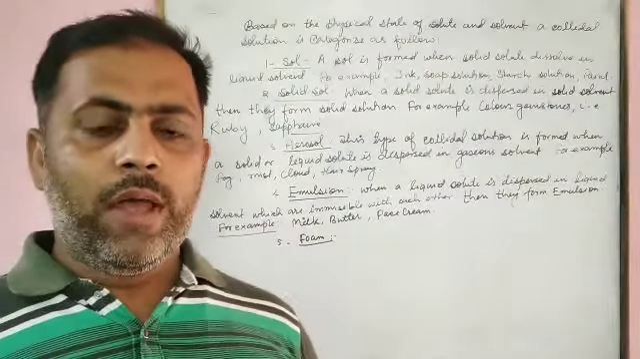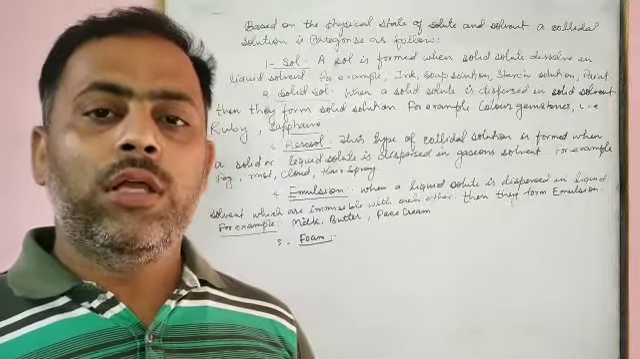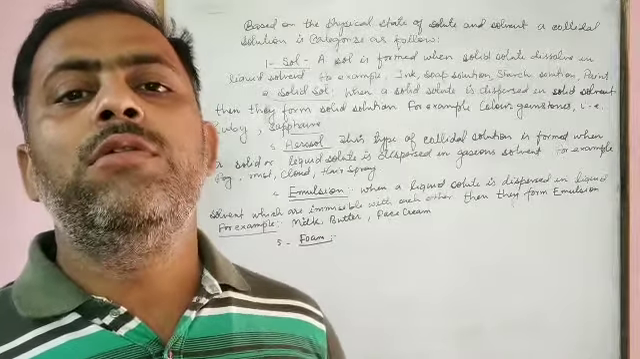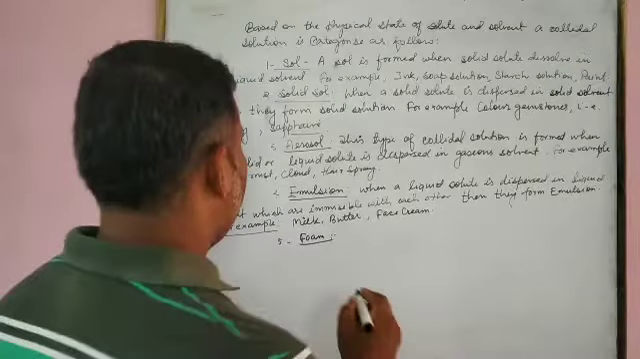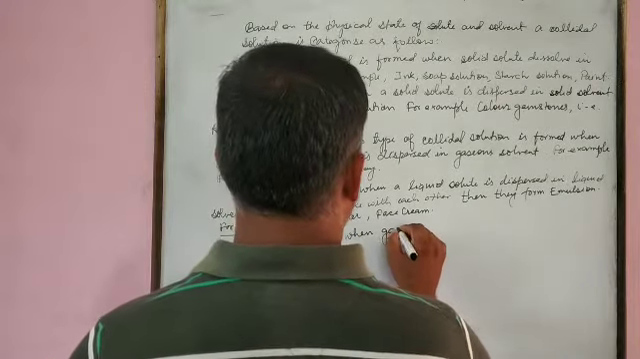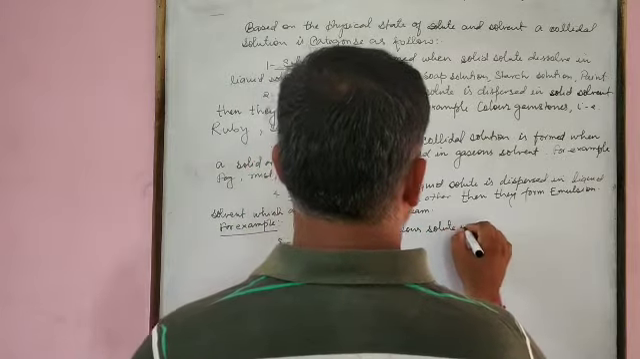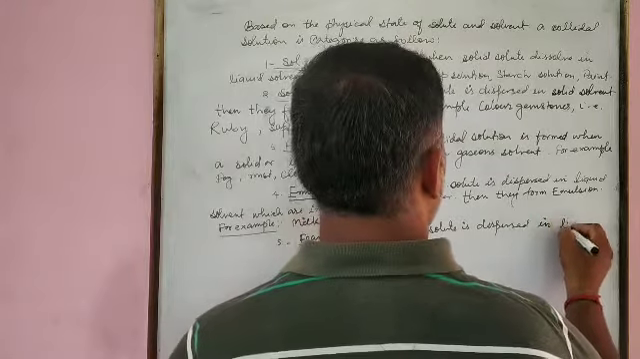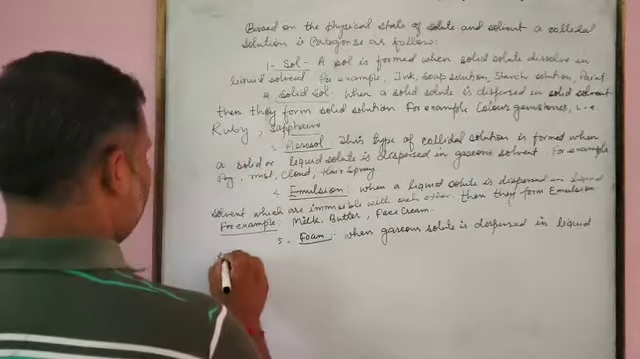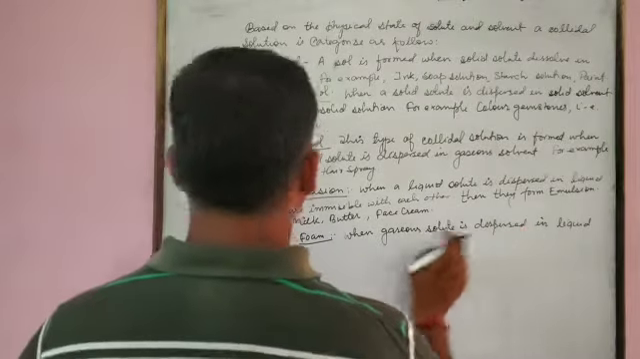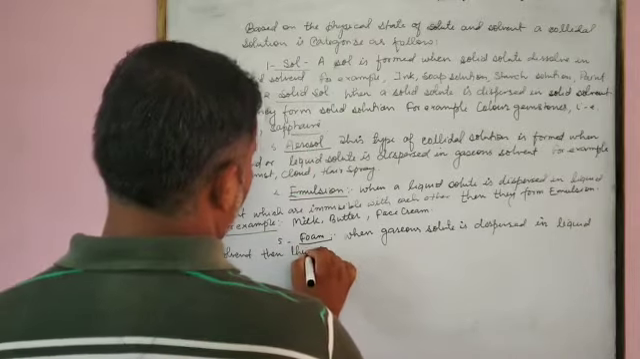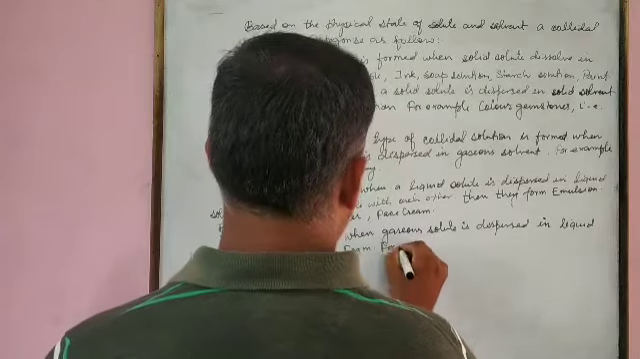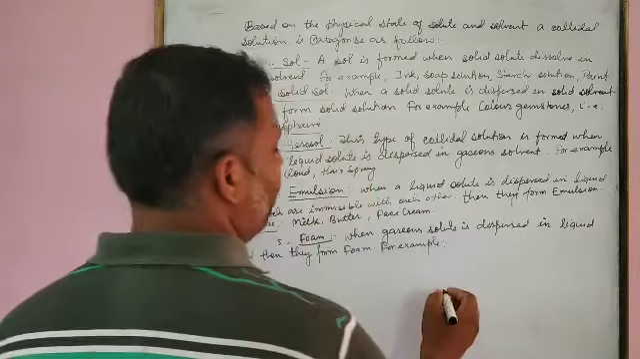Foam is formed when a gaseous solute is dispersed in liquid solvent. When gaseous solute is dispersed in liquid solvent, then they form foam, which is also used in the case of fire extinguisher. It means when gaseous solute is dispersed in liquid solvent, then they form foam. For example, we have fire extinguisher.